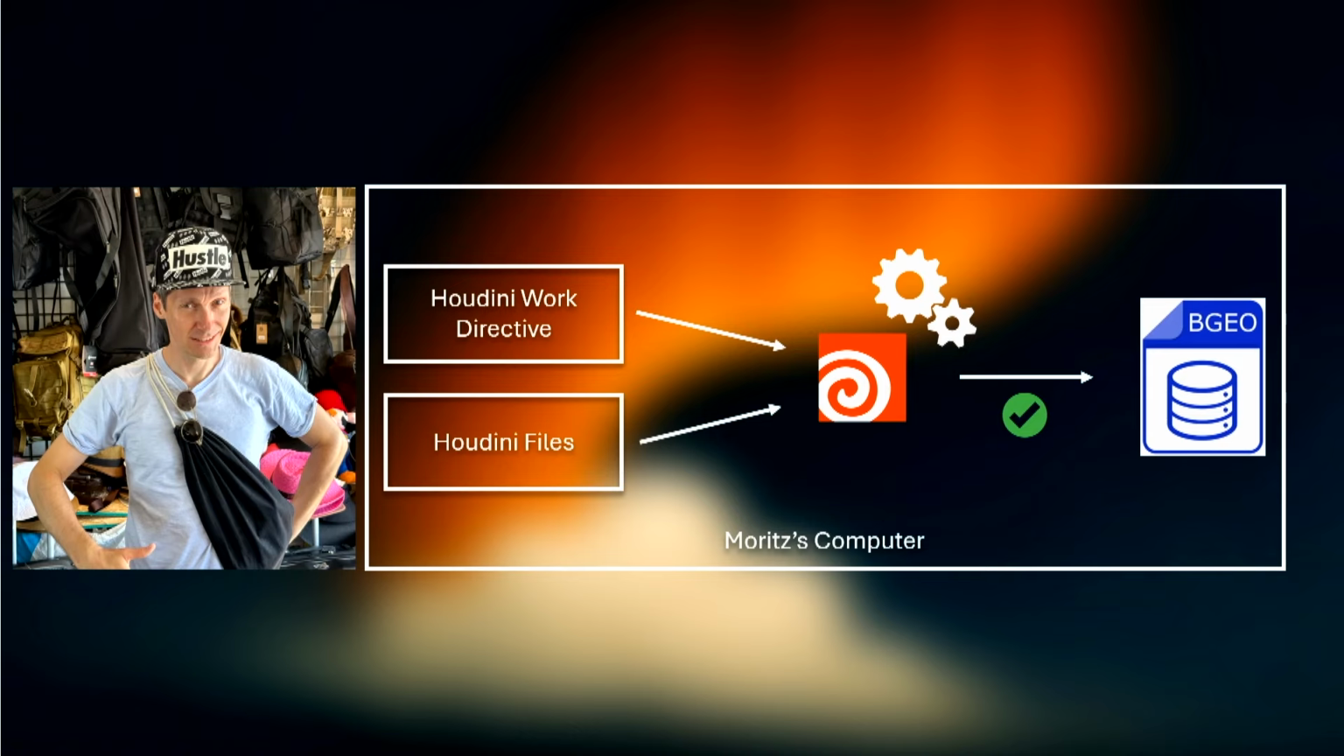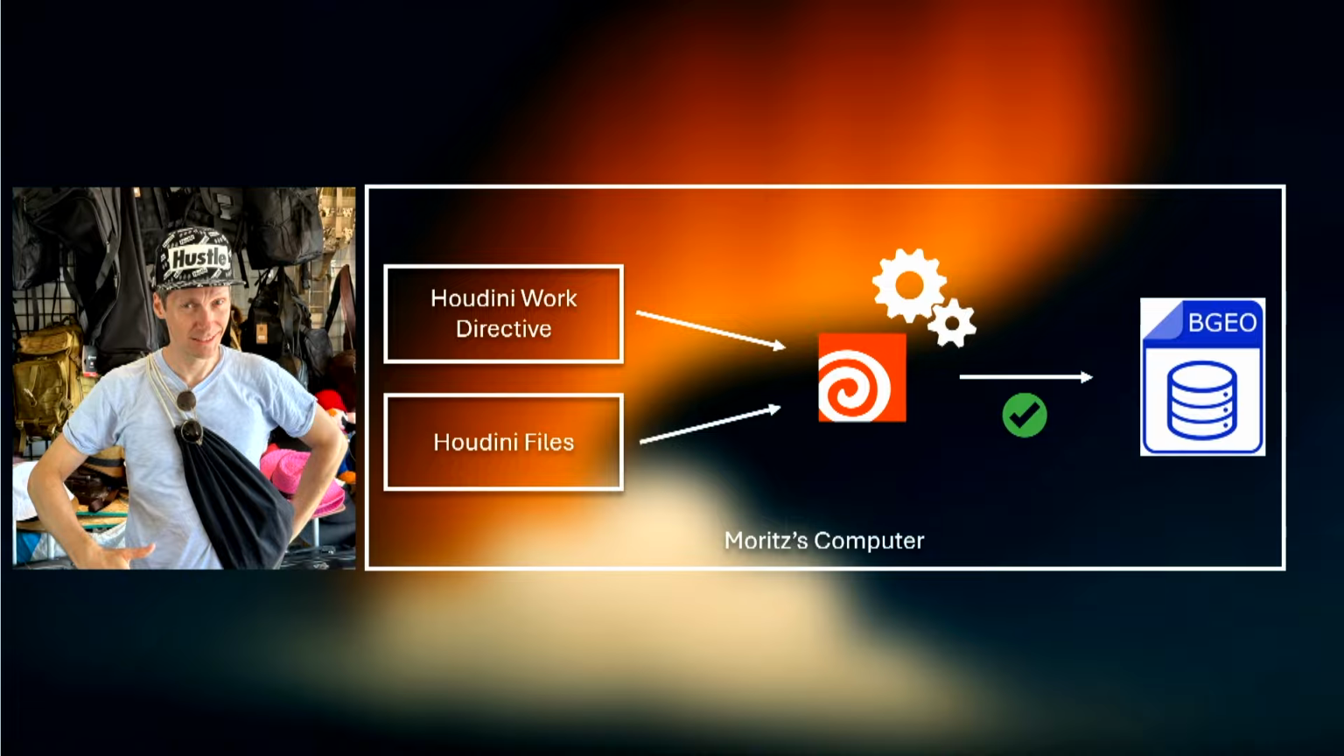Let's say you are Moritz, and Moritz is a smart guy. He can create awesome things in Houdini. He builds his Houdini files. He gives Houdini instructions of what to do, for example, by sliding parameters or giving it inputs. It works. He gets an output, a BGO, and he can use that.